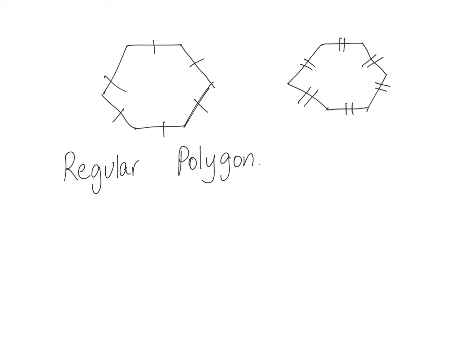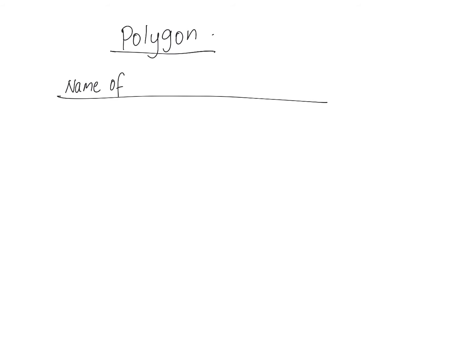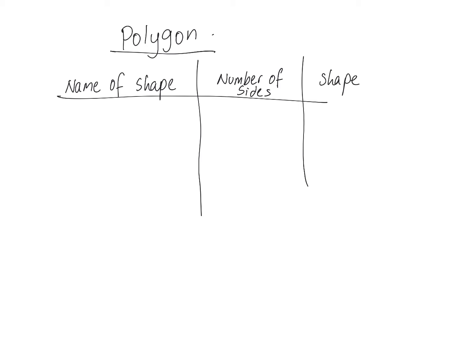Now there are different types of polygons. The most common that we study are name of shape, number of sides, and the shape itself. So we've got the triangle to begin with. It has three sides. A simple shape is this. It can be other shapes like this, and so on.